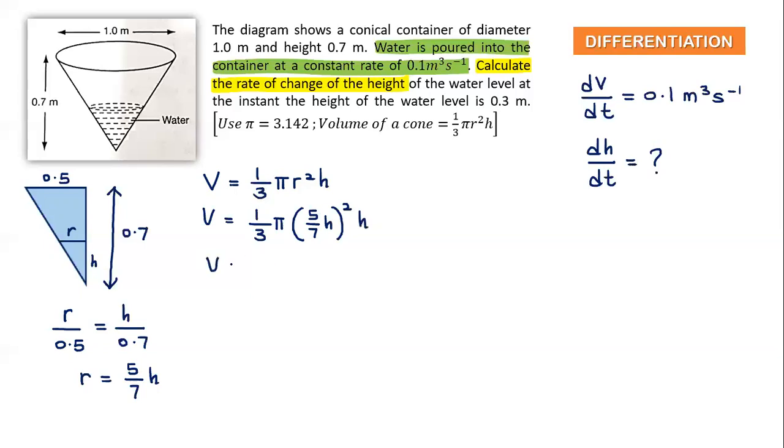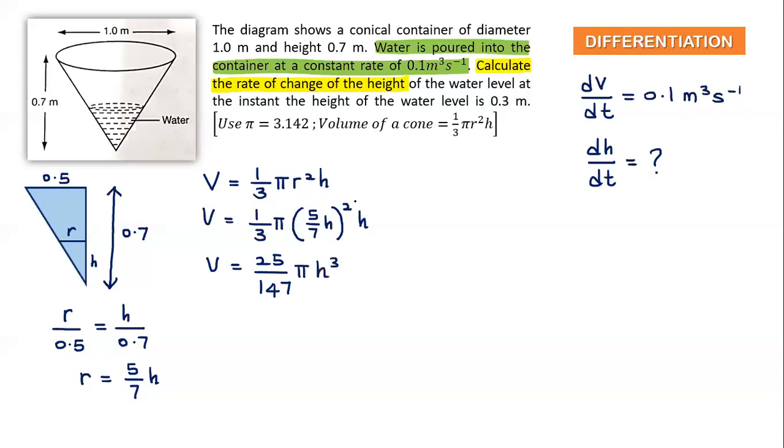Let us simplify this, class. I'm going to use the calculator. I'm going to press 1 over 3 times 25 over 49. Hope that you understand where the 1 over 3 is. And why is this 25 over 49? Because I squared the whole thing. So 5 squared is 25, then 7 squared is 49. When I multiply with my calculator, I get 25 over 147, pi and h cubed.